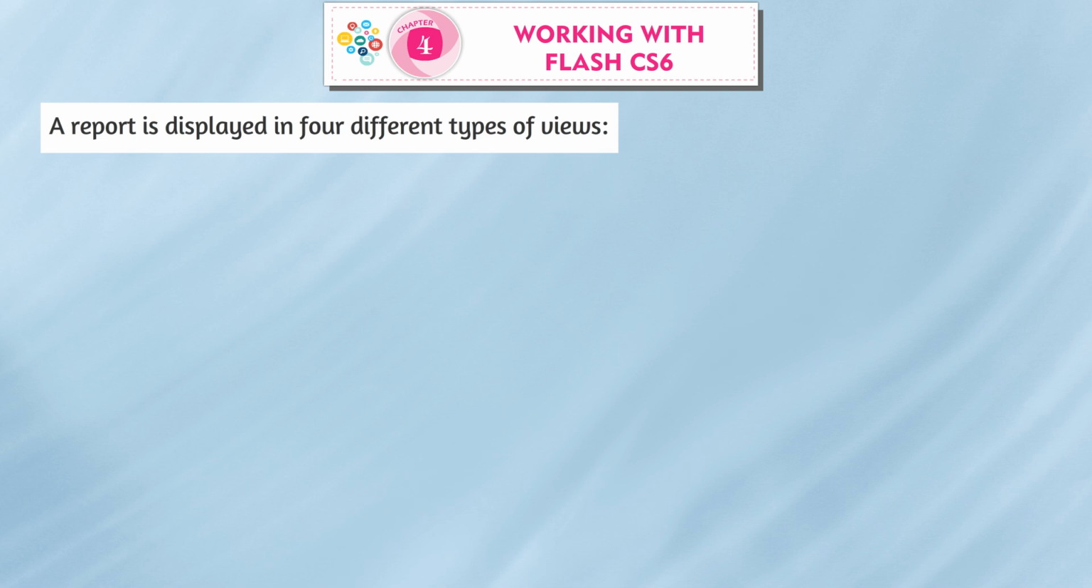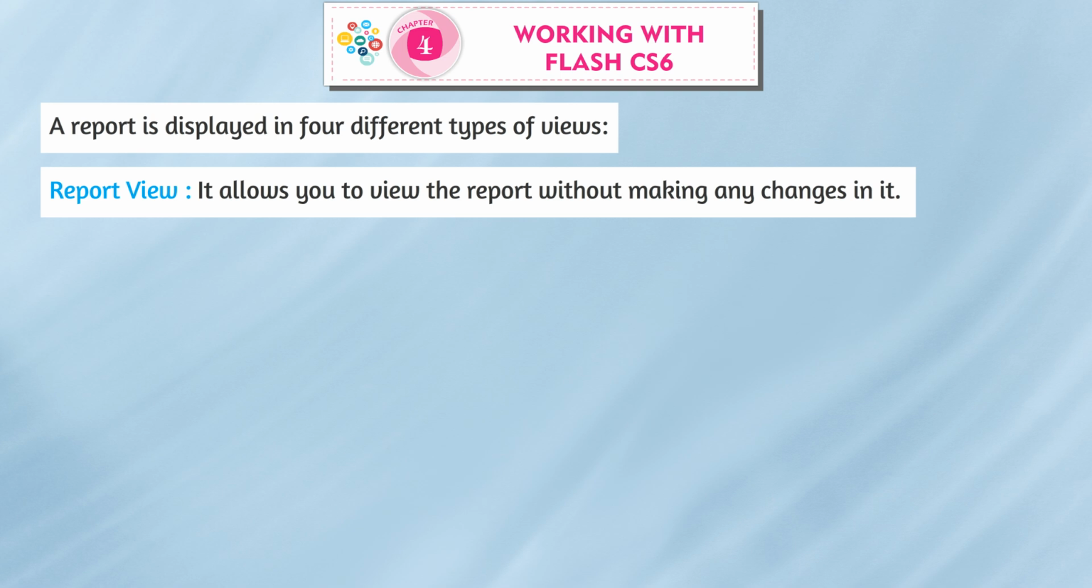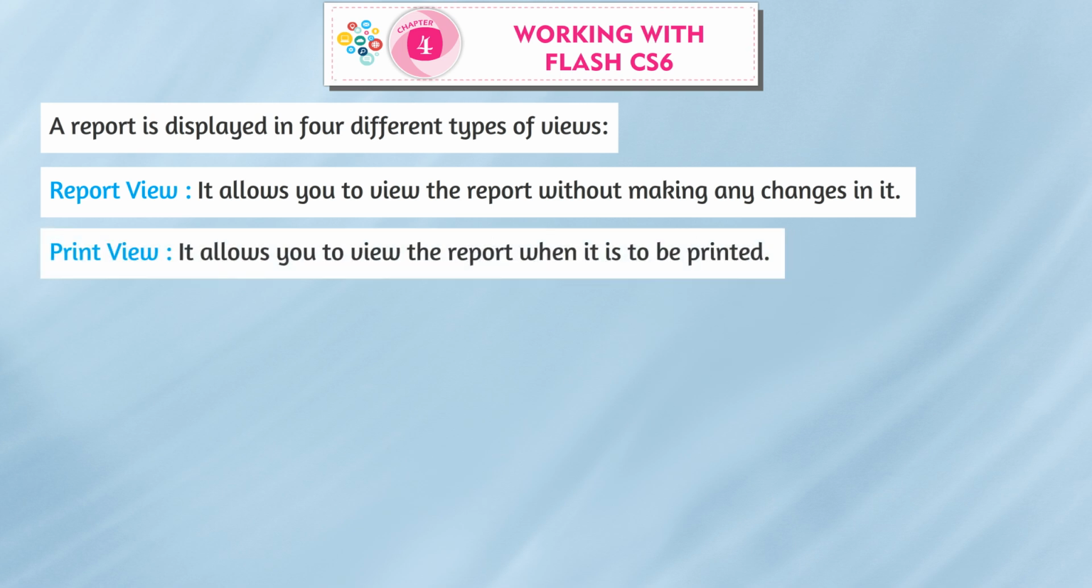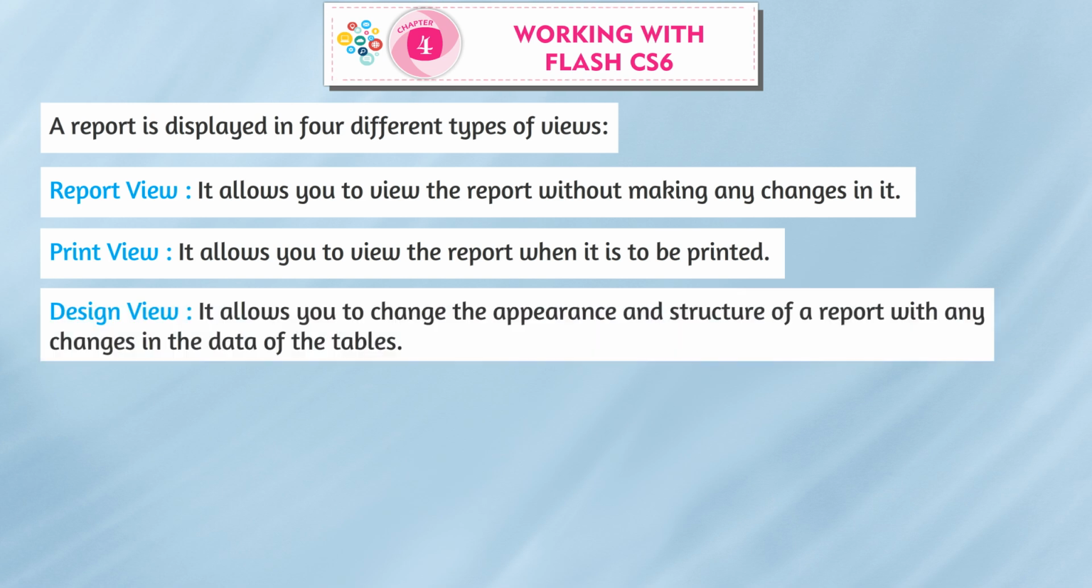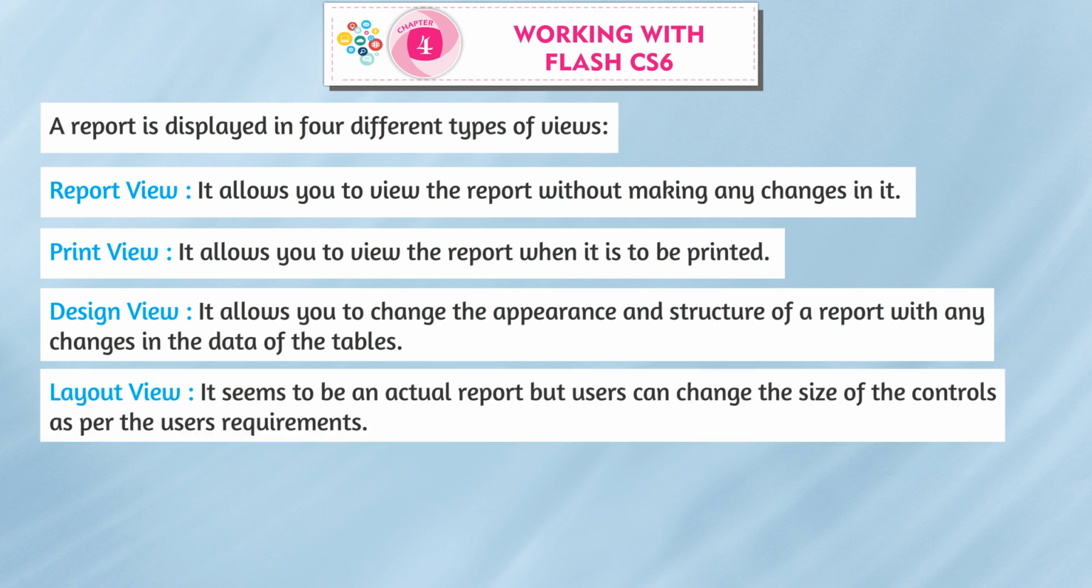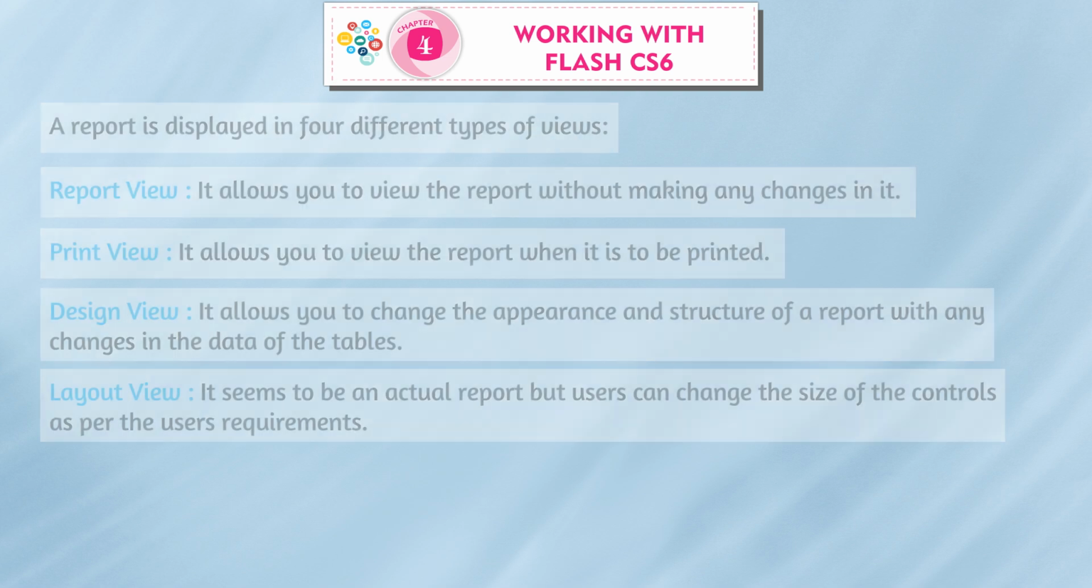A report is displayed in 4 different types of views. Report view allows you to view the report without making any changes in it. Print view allows you to view the report when it is to be printed. Design view allows you to change the appearance and structure of a report without any changes in the data of the tables. Layout view seems to be an actual report, but users can change the size of the controls as per the user's requirements.